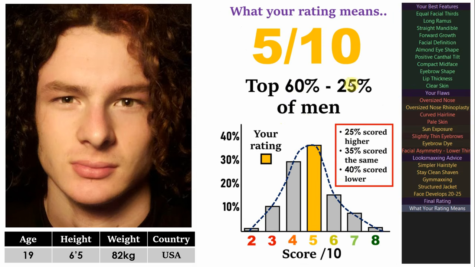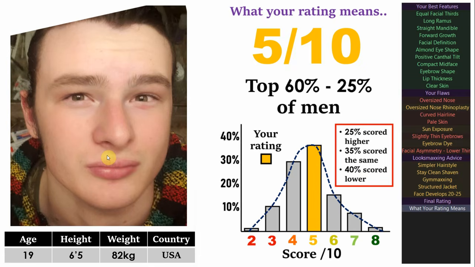You're in the top 60%, top 25% of men. And because I think you're slightly on the higher side of 5, you're probably more like somewhere around top 35 or top 40. You're not closer to the top 60%. 35% scored the same as you, so it's quite a broad range. This is the most common score that people get. 25% scored higher and 40% scored lower. So definitely a lot of improvements to be made. I think you can get to 6 out of 10 quite comfortably if you put in all of the improvements that I said. And a lot of people would argue that you're already a 6 based on your height as well. But for now, just with regard to the face, I gave you a 5 out of 10 with potential to improve to at least a 6.